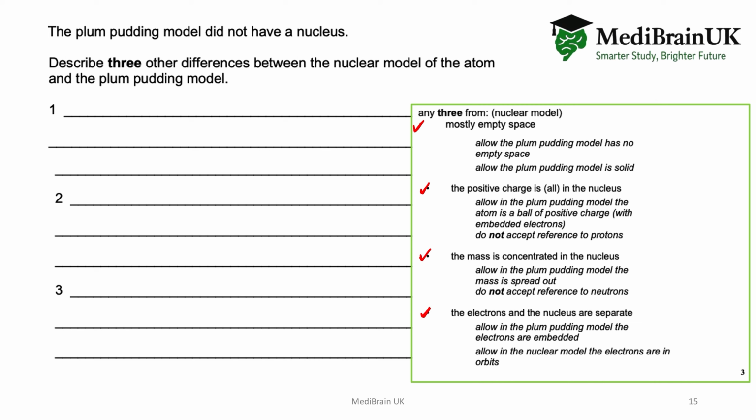It's a ball of positive charge with negative electrons embedded within it. The mass is evenly spread out. The positively charged aspect covers the whole atom, and the mass is spread evenly through the atom. It's not mainly empty space. Okay, so that's a common exam question. Please make sure that you make a flashcard of this mark scheme answer.